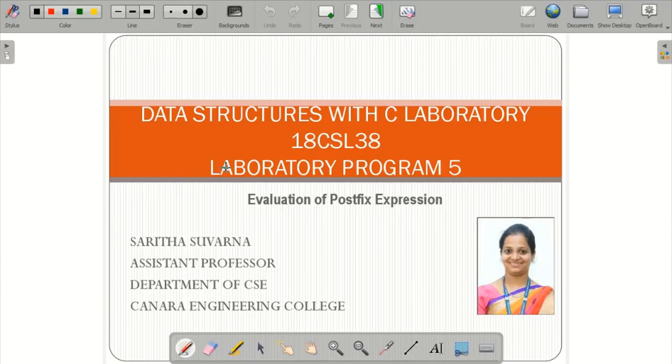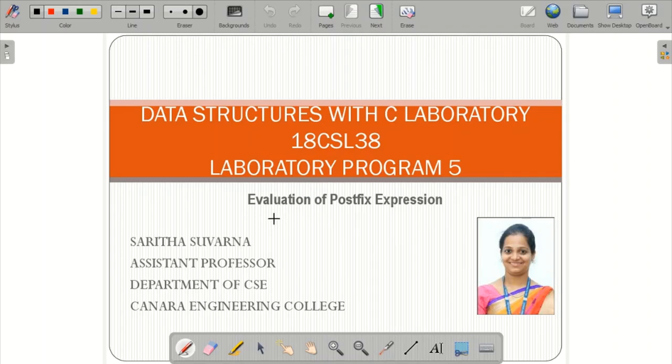Good morning students, we will be learning about the evaluation of Postfix expression under laboratory program 5 in the Data Structures with C laboratory. Program 5A is the evaluation of Postfix expression, and in 5B we will be solving the Tower of Hanoi.